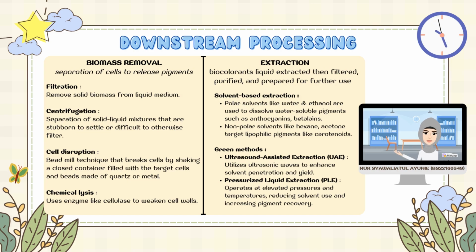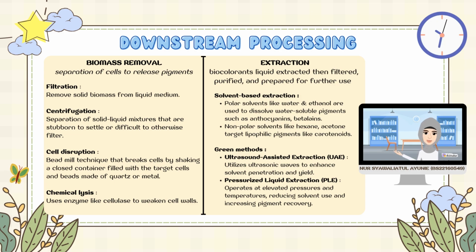In cases where pigments are trapped inside the cells, cell disruption methods are applied. The bead mill technique will break the cells by shaking them with quartz or metal beads in a closed container. Alternatively, chemical lysis will use enzymes like cellulase to weaken and break down cell walls, and it will release the pigments. These processes will ensure effective biomass removal and enable further purification and processing of the biocolorants.